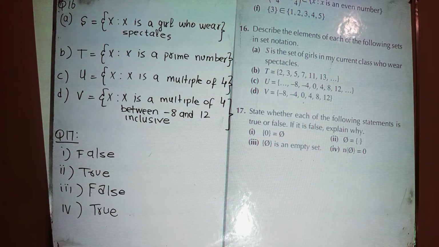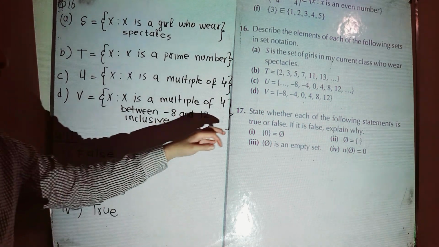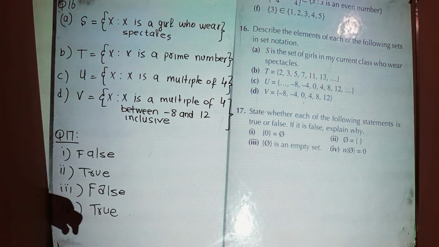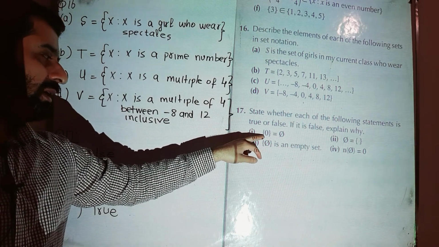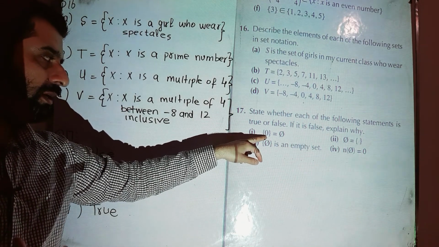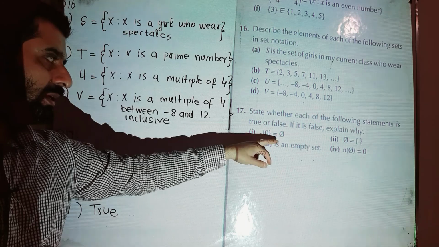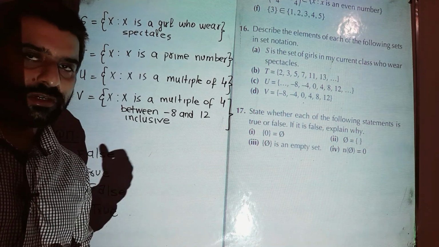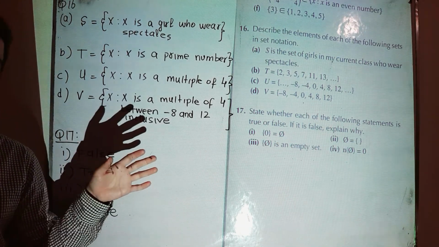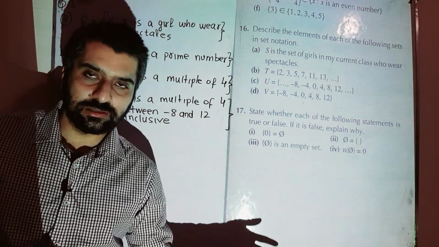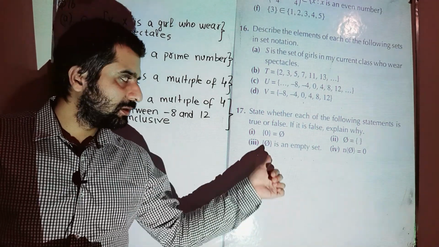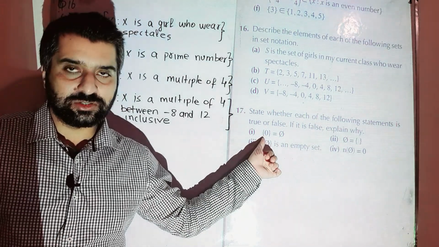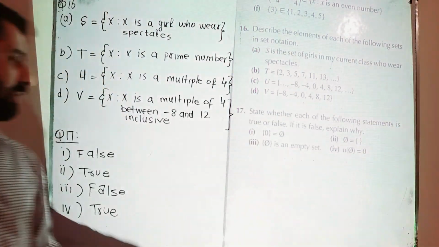Question number 17: state whether each of the following statements is true or false, and if it is false, explain why. Part 1, we have a set where we have an element that is 0, and is it equal to phi? Actually phi represents an empty set. Empty means empty, whereas we have got an element here that is 0. Part 1 is false.